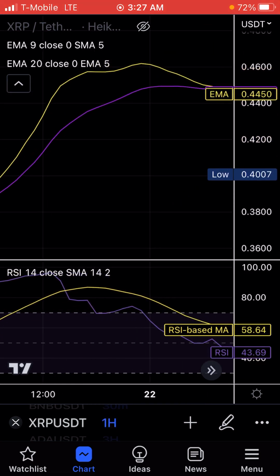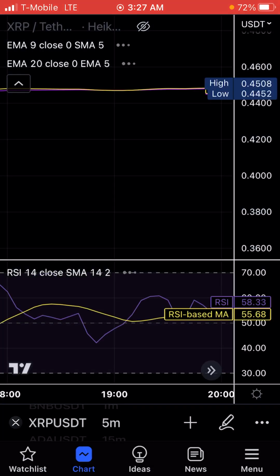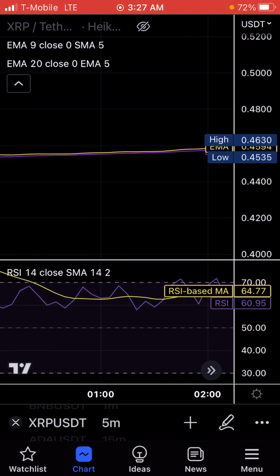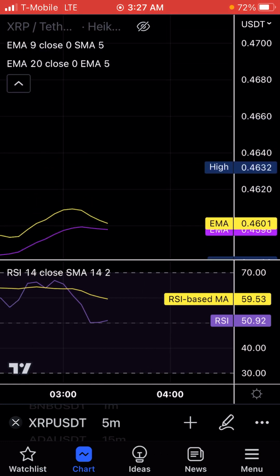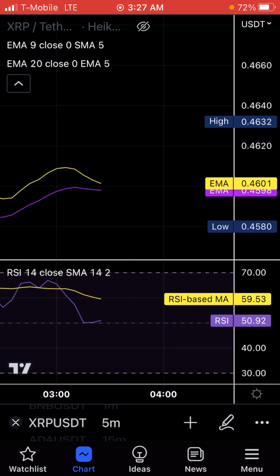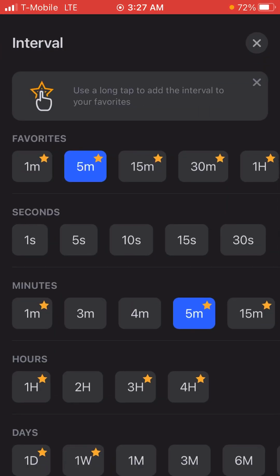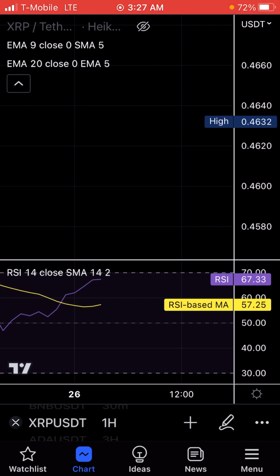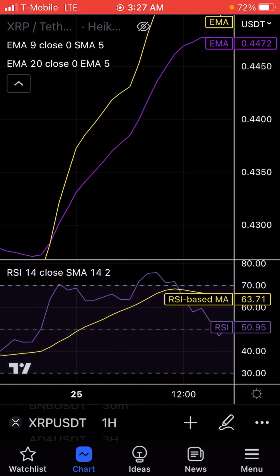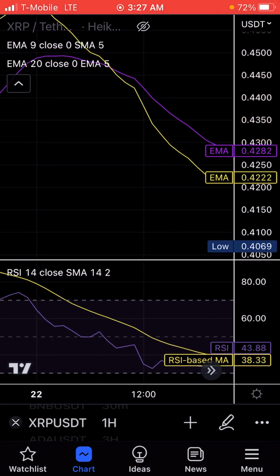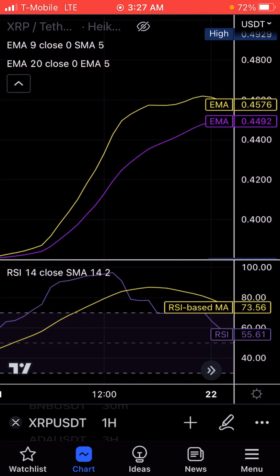So let's just look real quick over the 5 minute and see if it's crossed yet while I've been talking. Well, it looks like it might cross within the next 5 minutes. So let's just go look at the hour, some more examples of the hour. So let's just go back and look at a couple more.